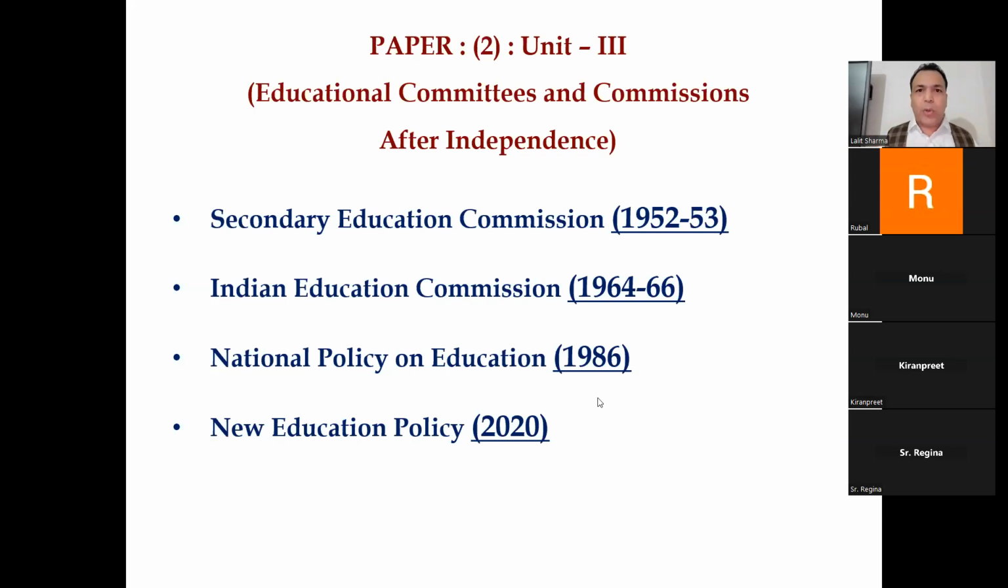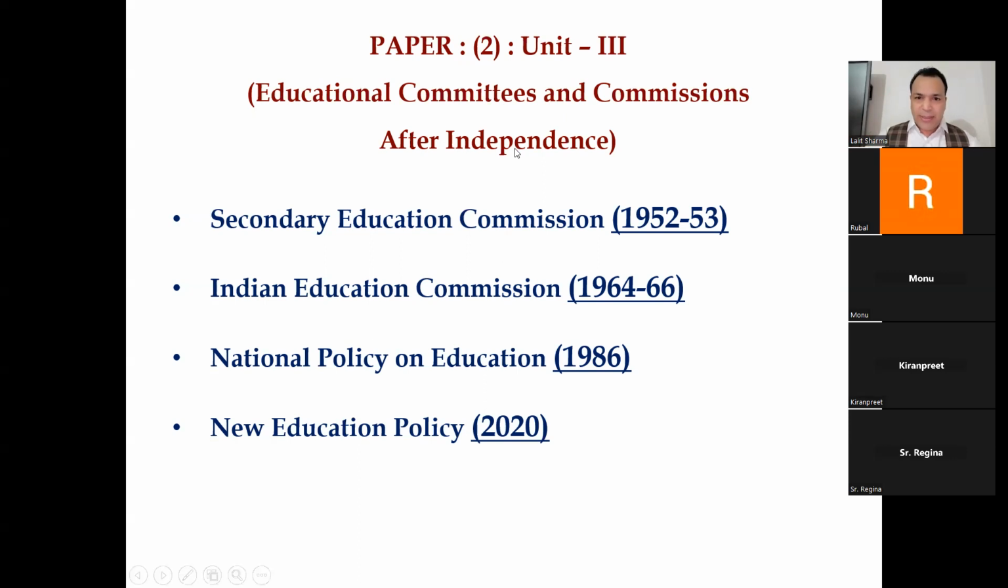So this is your paper 2. Paper 1 and paper 3 are going on, right? We have finished almost more than 50% of paper 1 and paper 3, so we start the second paper also. It is also a full-fledged 100 marks paper. This is paper 2, unit 3. This is the syllabus of unit 3, guys. So 4 commissions you have to do.